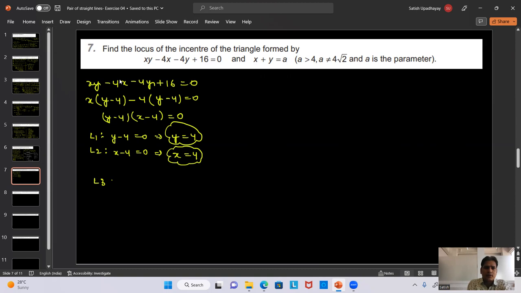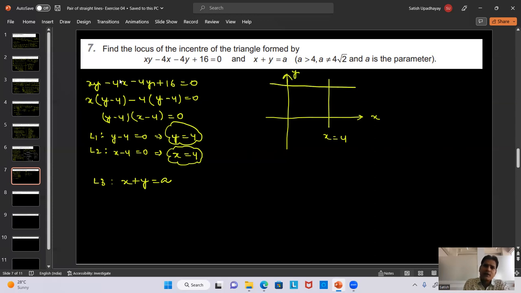And our third line is given as what? X plus y equal to a. X plus y equal to a. So let's first draw a rough sketch for this. So this is our y axis, this is our x axis, and somewhere here it will be our x equal to 4, and somewhere here it will be our y equal to 4. So this line is y equal to 4, this line is x equal to 4. So what will be its point of intersection? Let me call this point P. So its point of intersection will be 4 comma 4, obviously, right?